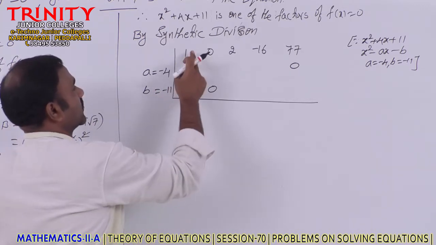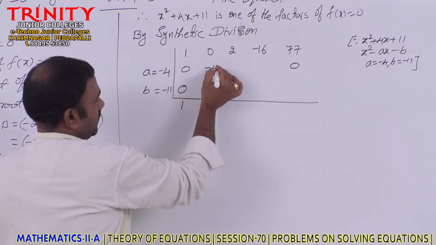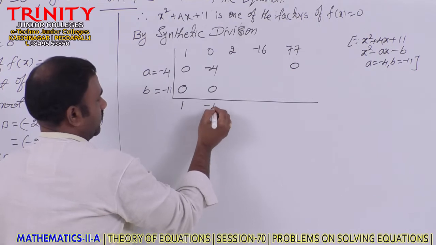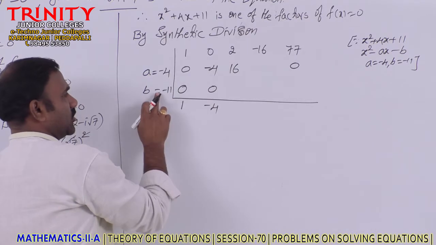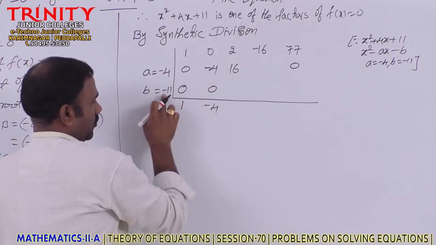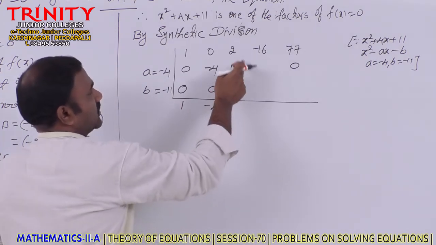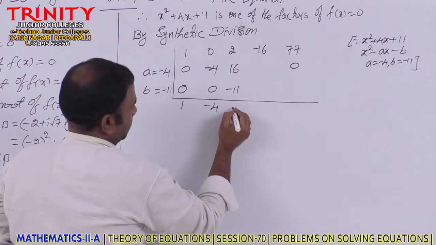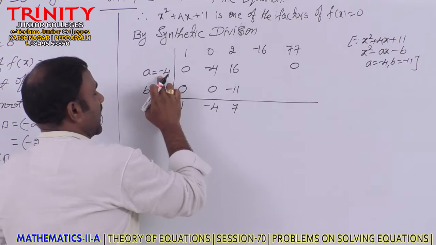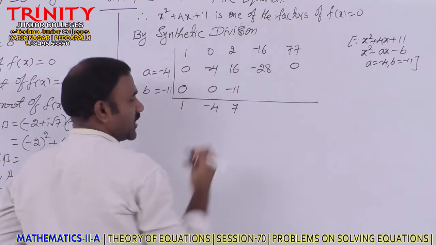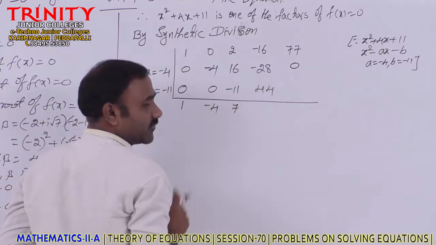Now go for the division. 1 into minus 4, that is minus 4. Minus 4 into minus 4, that is plus 16. 1 into minus 11, we have to write here, that is minus 11. 16 plus 2, 18. 18 minus 11, that is 7. 7 into minus 4, minus 28. Minus 4 into minus 11, plus 44.